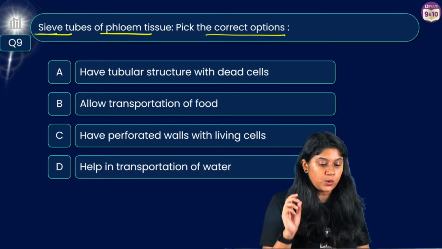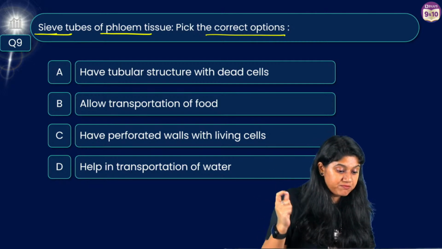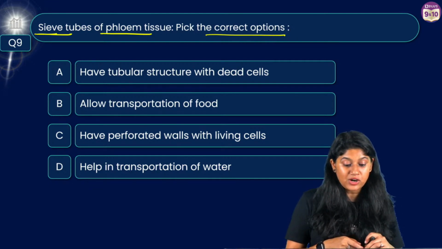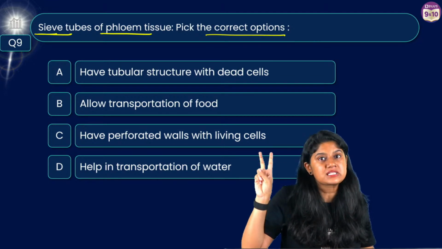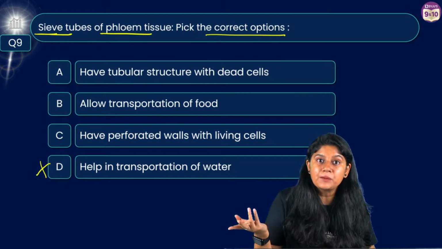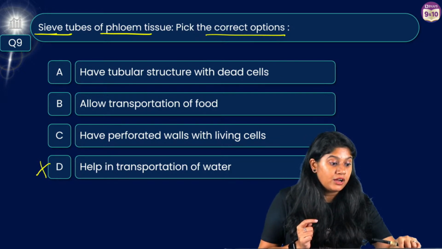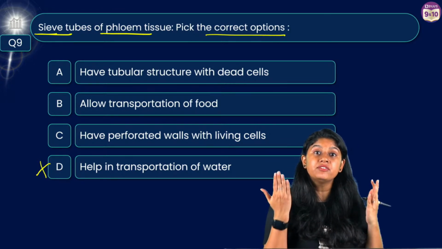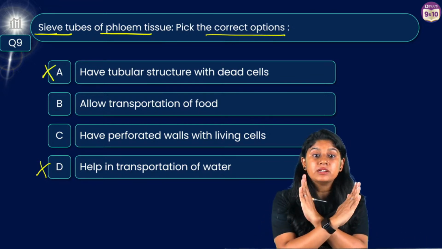Have tubular structure with dead cells. Allow transportation of food. Have proliferated walls with the living cells. Help in the transportation of water. So we can clearly cut two important things that are related to water. We can definitely cut the transportation of water part because phloem has no role there. Right? Sieve tubes, do they have dead cells? No, we know that they don't have dead cells. They're made up of living cells. So option A is absolutely incorrect.